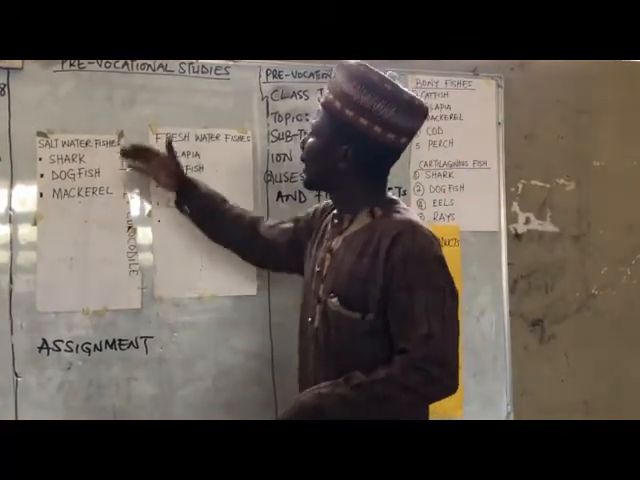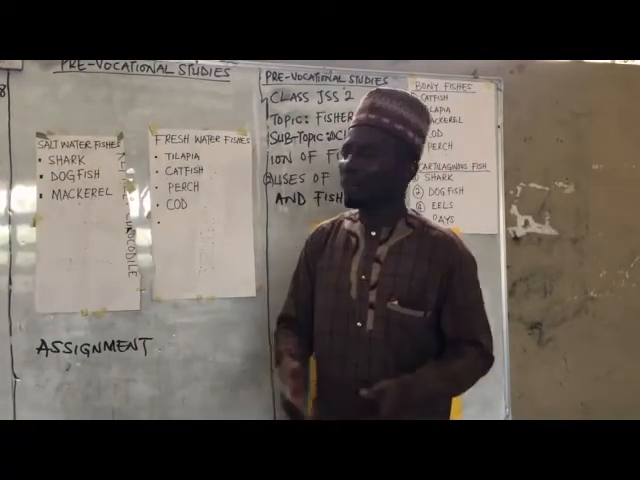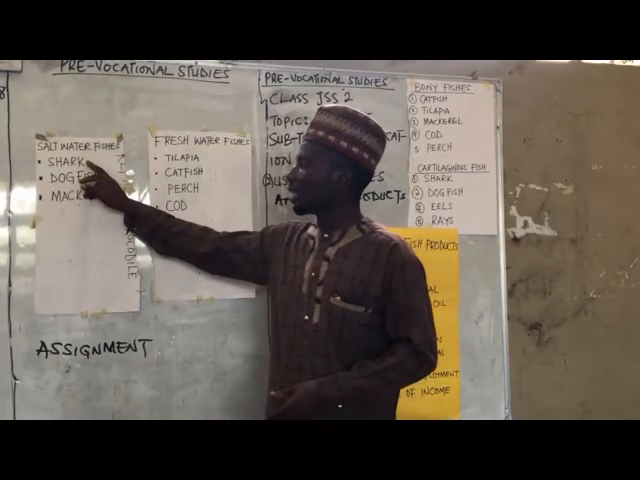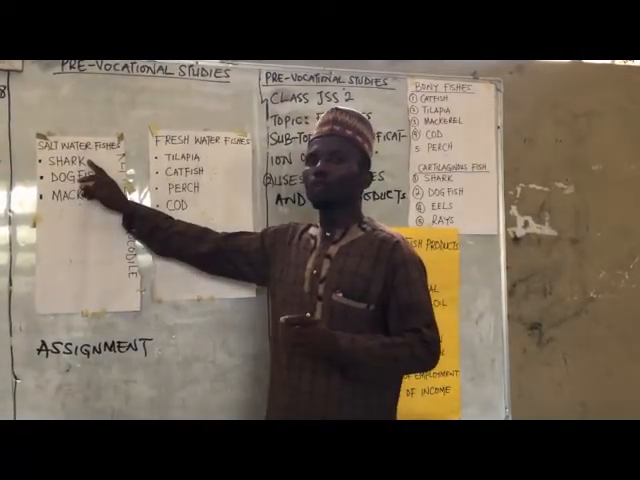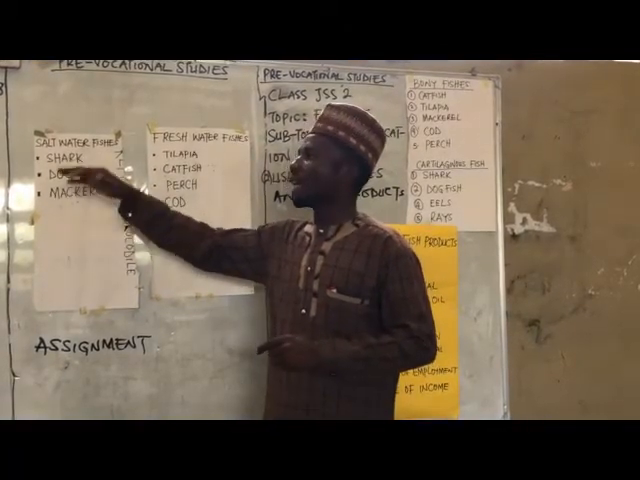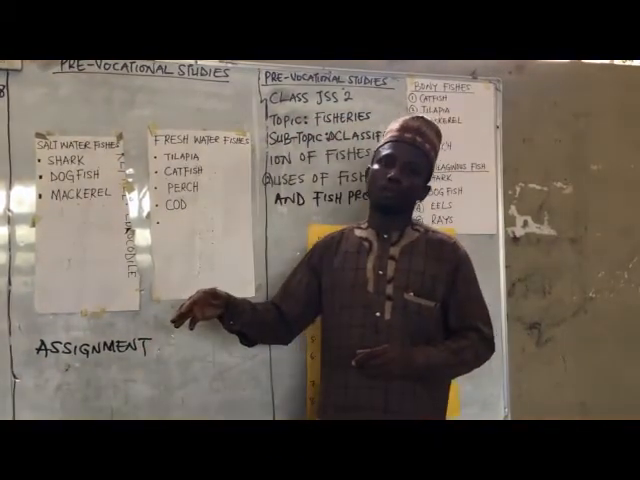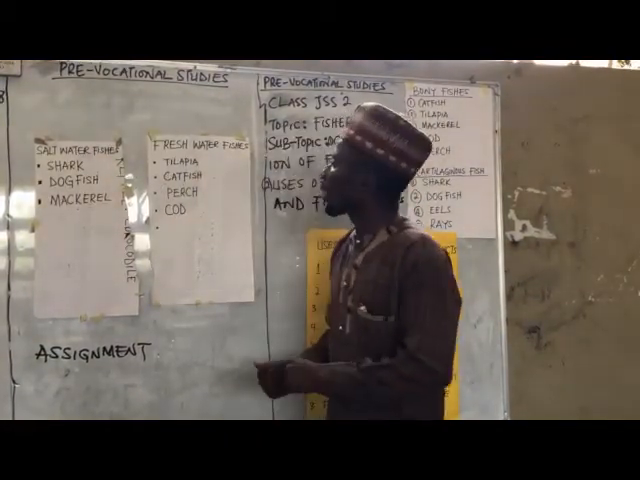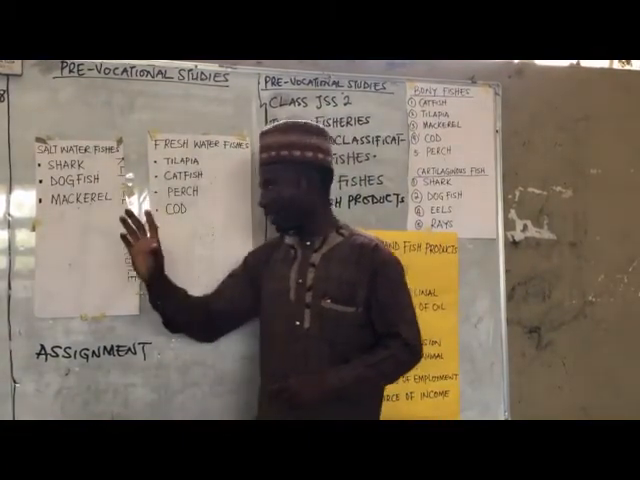So let's quickly look at fishes that are found in salt water. We have shark. In our first lesson, I told you that the tail of shark has a crescent shape, and the dorsal fin is very large, and the pectoral fin is large.